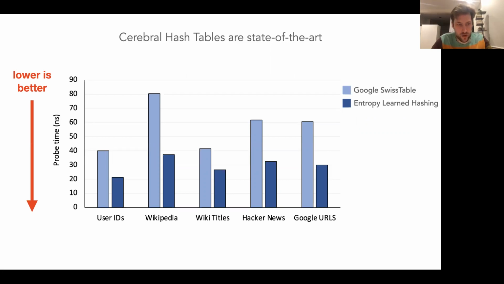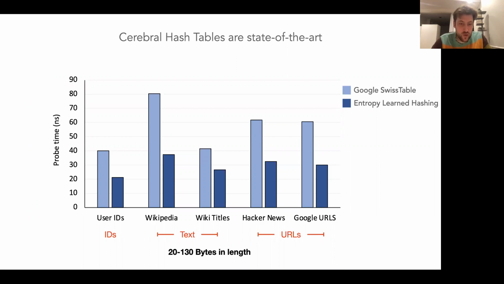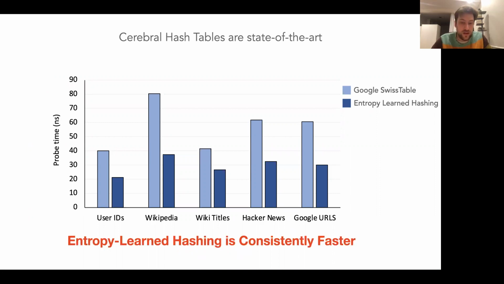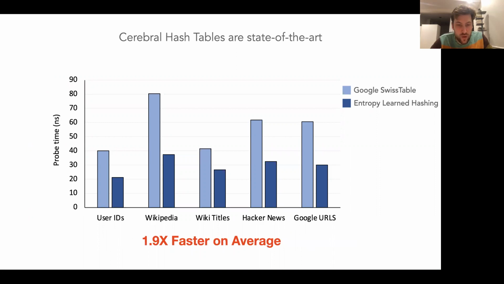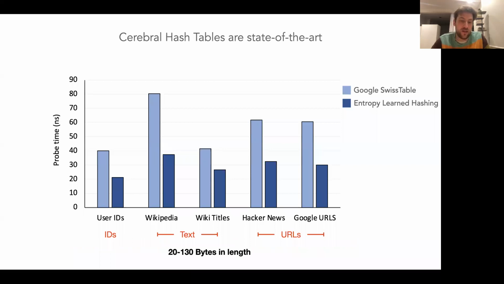So in the graph, lower is better. And then the x-axis is showing us the different data sets that we're evaluating this technique on. In particular, we see it for IDs, 2 text data sets, and 2 URL data sets. These range from 20 to 130 bytes in length. And what we see is across all of them that entropy-learned hashing is consistently faster, with 1.9x faster speeds on average. In general, the larger the keys, the greater the benefit. So for instance, Wikipedia is the one where we have 130 byte length items on average, whereas wiki titles has 20 byte length items on average.